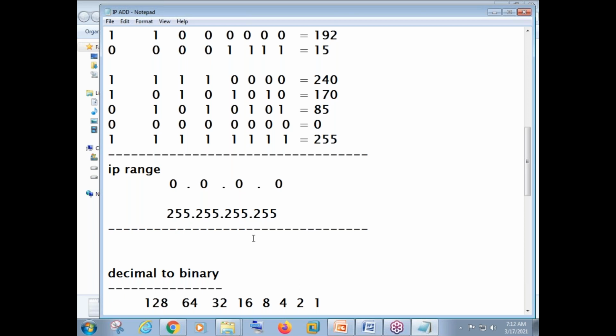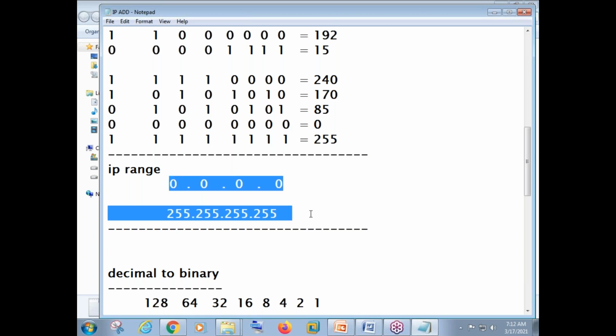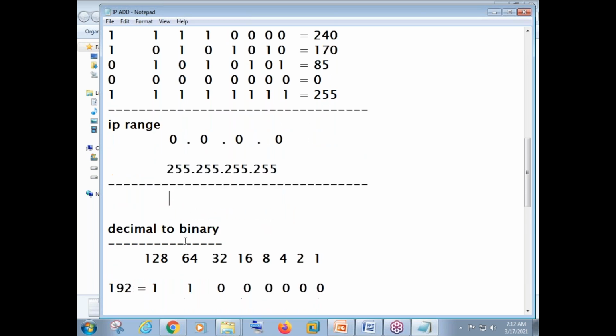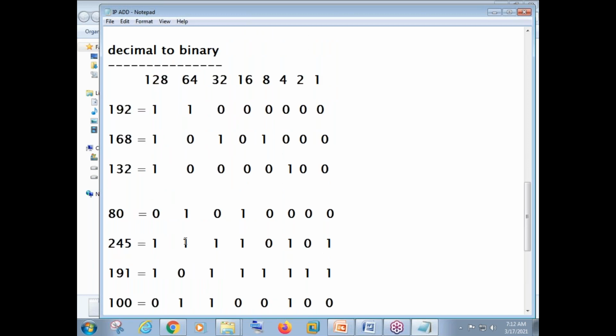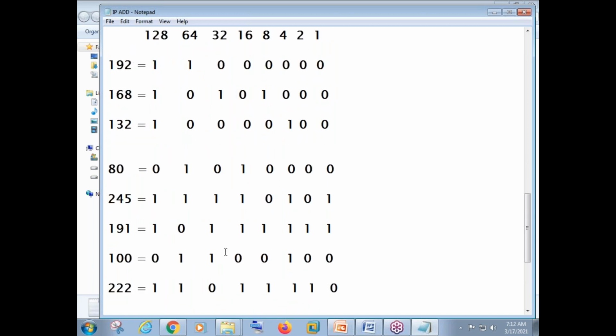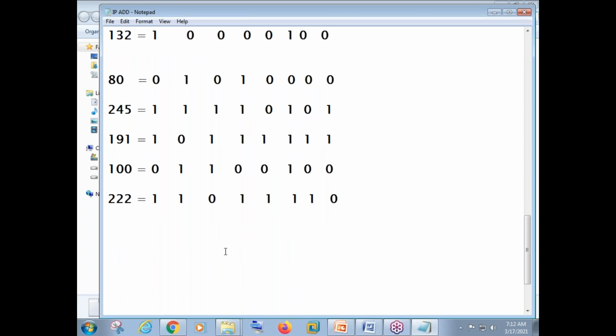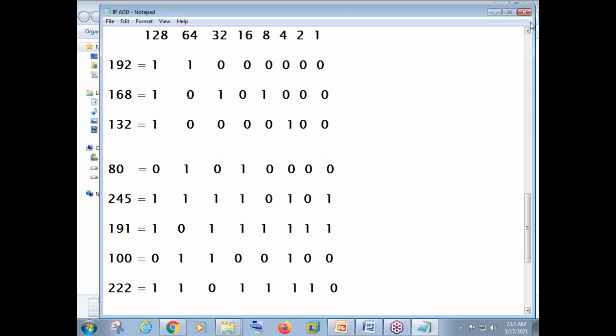From this range only we have to use any number in the 4 octets. Again, there are some ifs and buts, those things we will see. But right now these are the numbers we can use in IP version 4, the range starting from 0 and ending at 255. Then we have seen how to convert a decimal number into binary. So these are the things we have covered yesterday. I hope you have done some practicals yesterday, some more calculations, binary to decimal, decimal to binary.